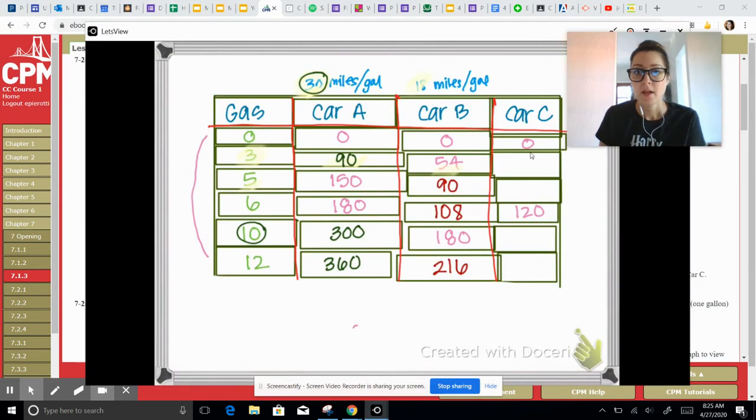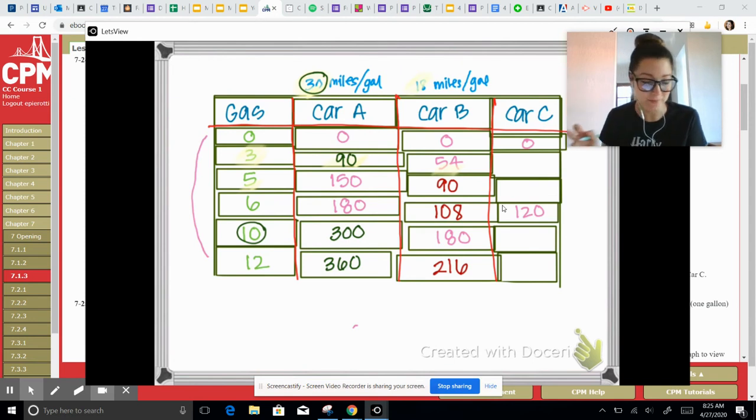So I started that here. So we need to find the unit rate for car C. So I'm going to have you pause the video and see if you can find the unit rate for car C if you know that it can go 120 miles on 6 gallons of gas. And pause.